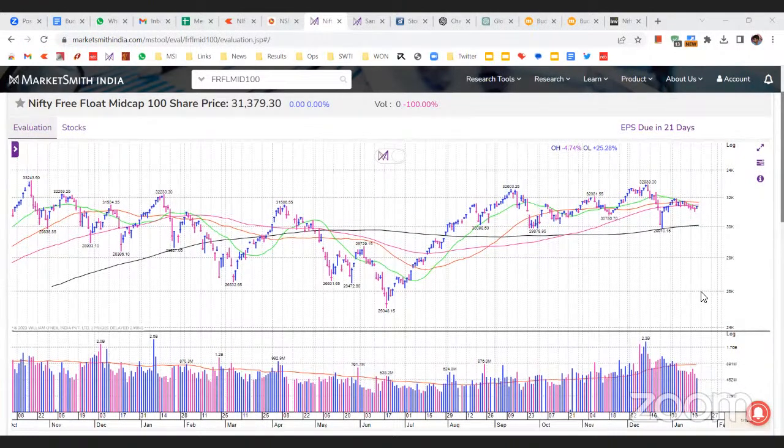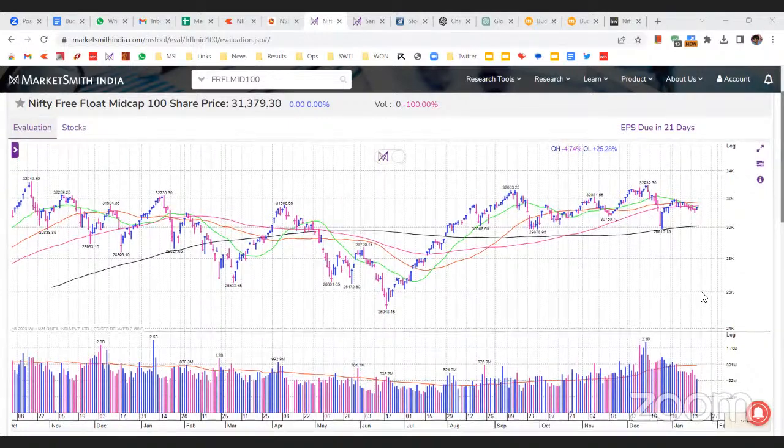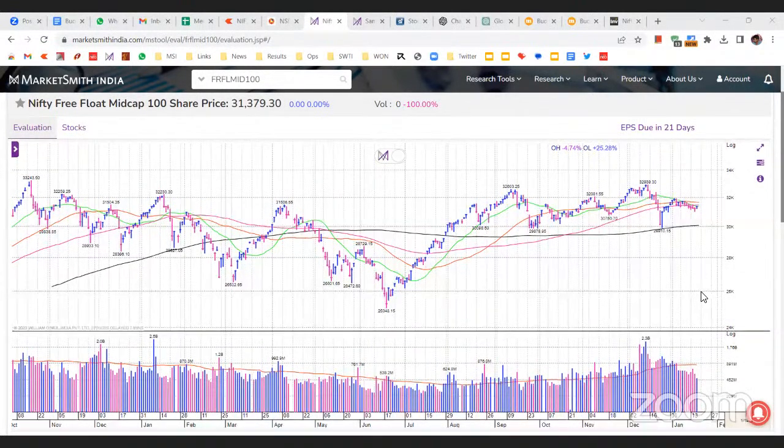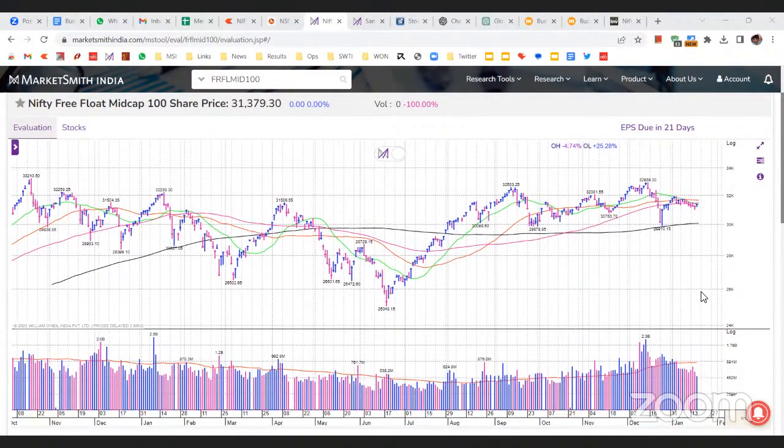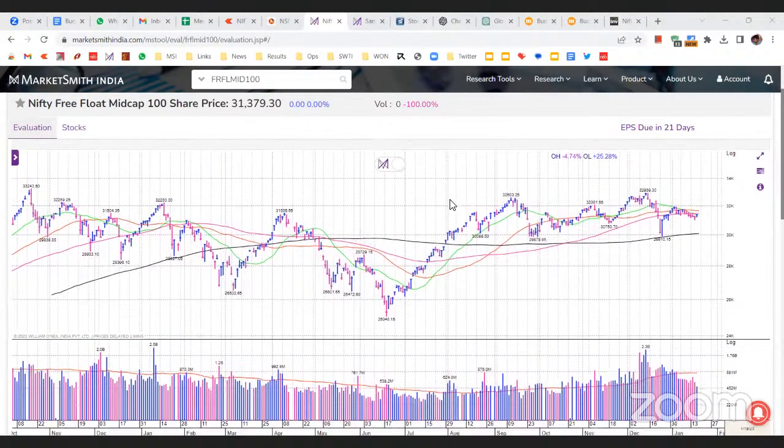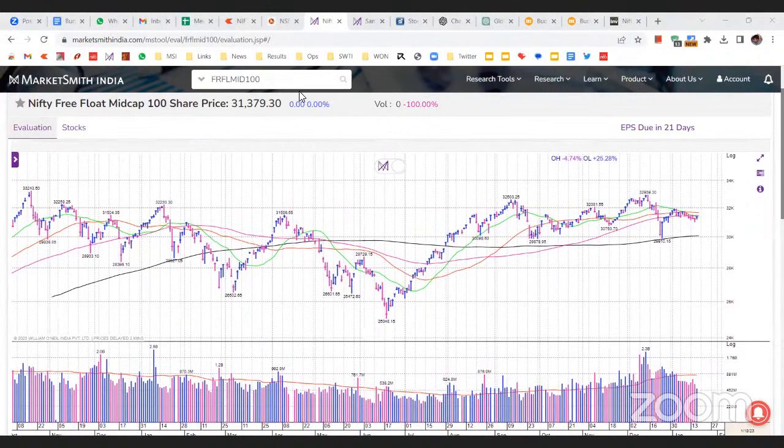So currently, it's a wait and watch game, because there is no major macro news coming out. However, stock specific earnings are coming out. Earnings season has started, so there will be action on the stocks specifically, but on the macroeconomic front, we need to wait for the budget and let the market decide how the budget is presented.